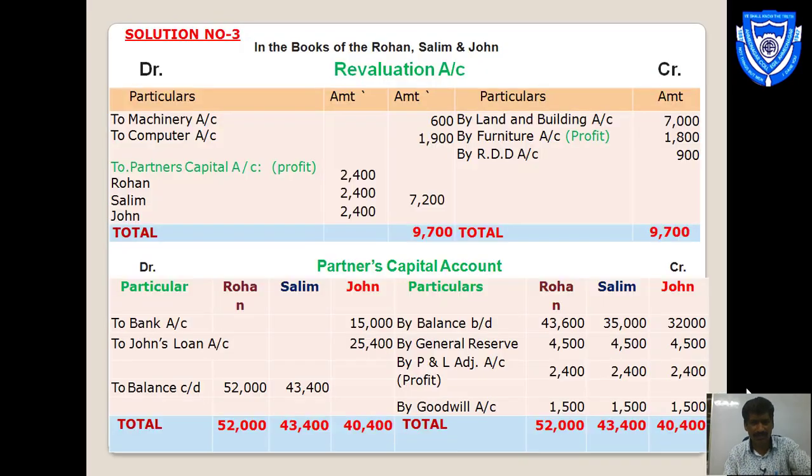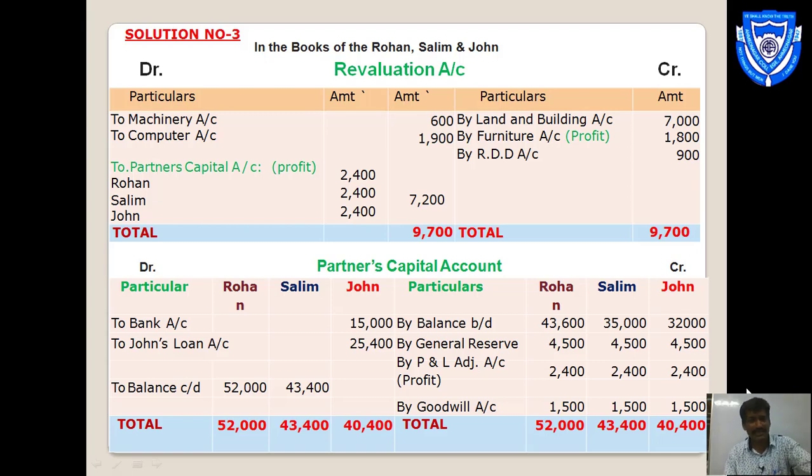So let us see the revaluation account, which side is more. I can see here the credit side is more than the debit side. Total of credit side is 9,700. So I took that total on the debit side of the revaluation account, 9,700, and deducted the debit side, that is machinery and computer, rupees 600 and 1,900 respectively, and I got one amount, that is rupees 7,200, and that is revaluation profit.